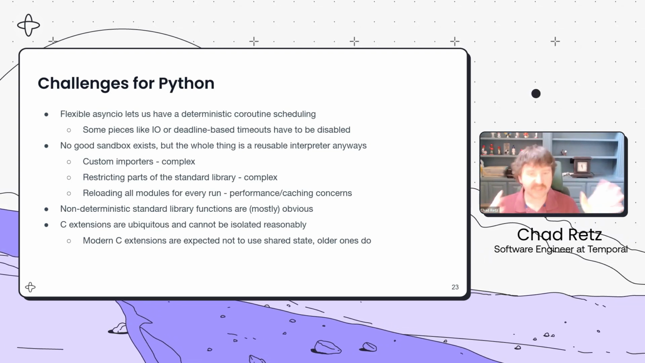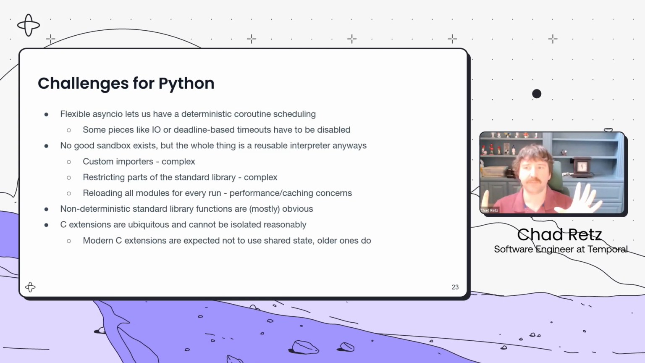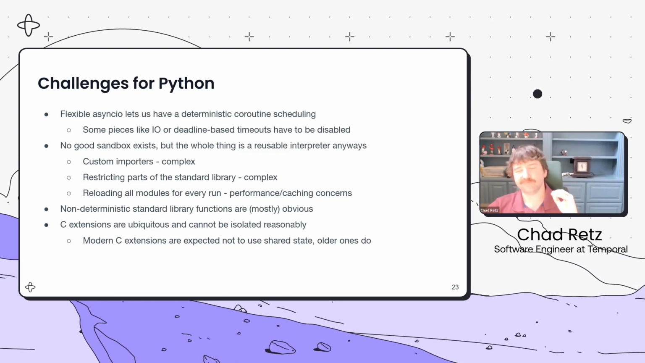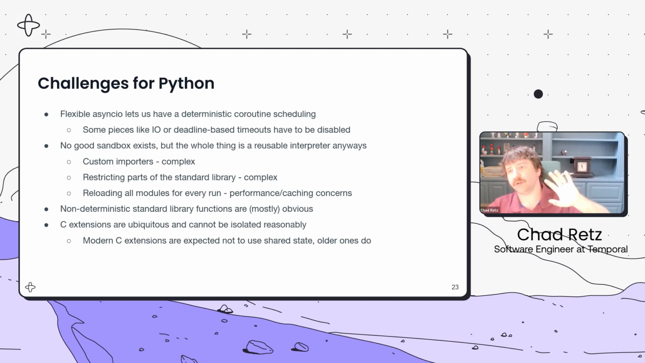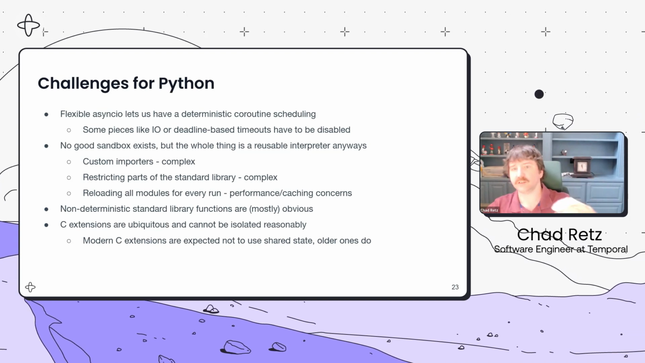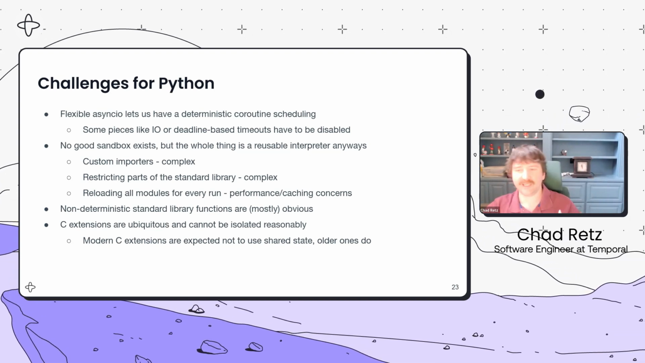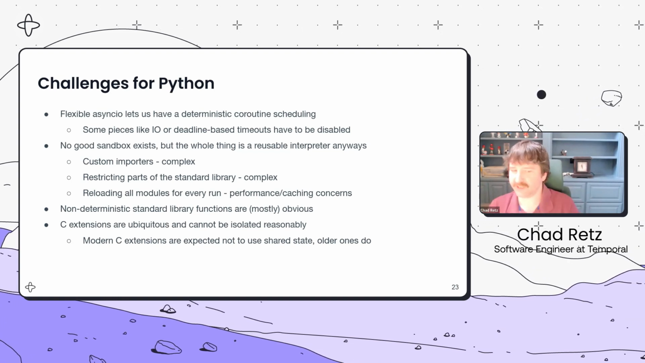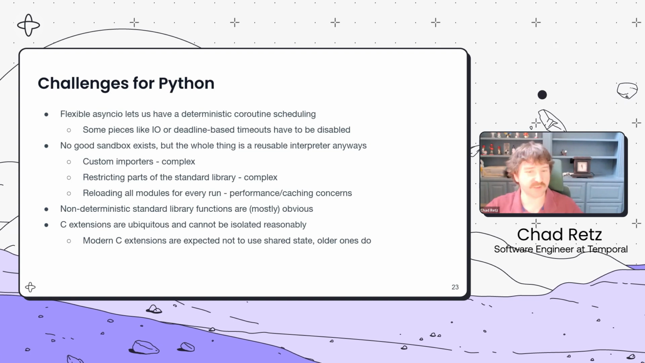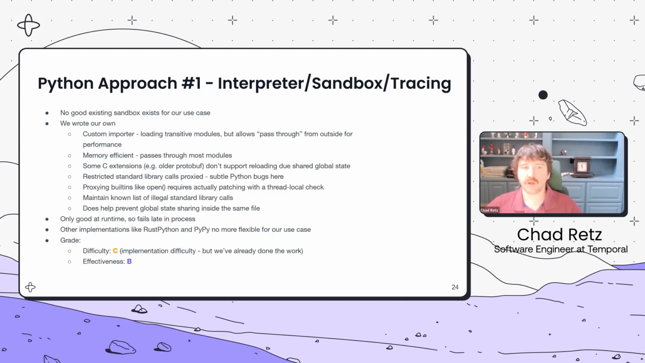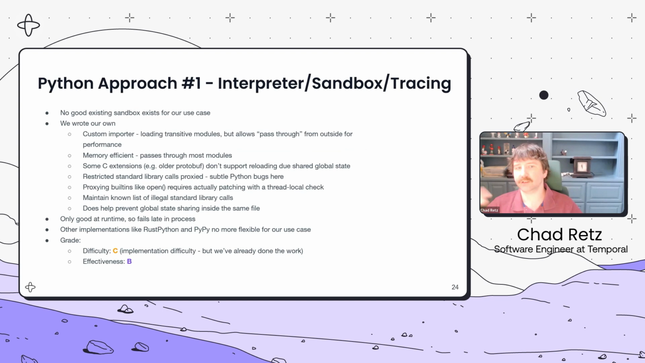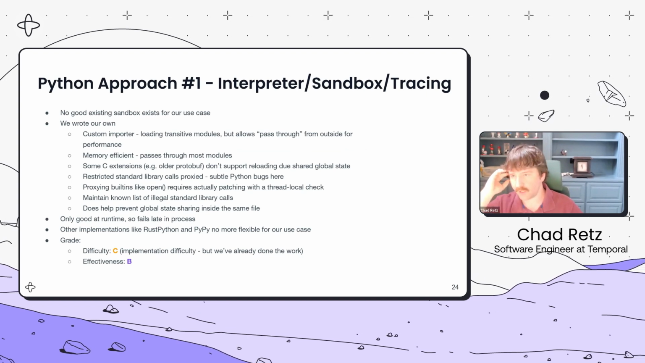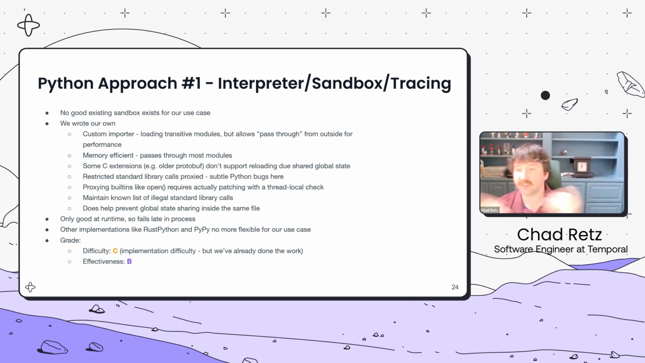But otherwise, it's easy to tell when we're doing bad things in Python. And of course, Python, due to its performance and other reasons, has a lot of extensions written in C. We just can't do anything about that. We have to ask that those C libraries be deterministic because we can't reasonably sandbox those. So the primary approach is using the interpreter as a sandbox and tracing. This is what we do today.